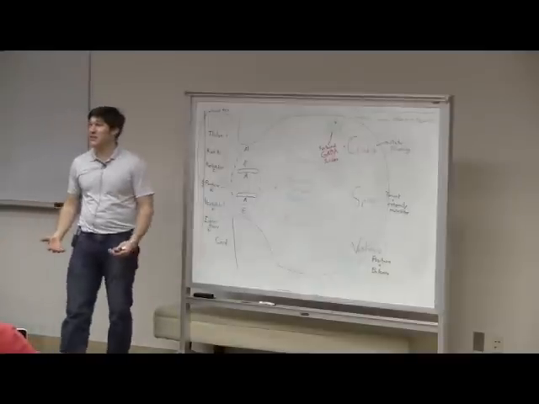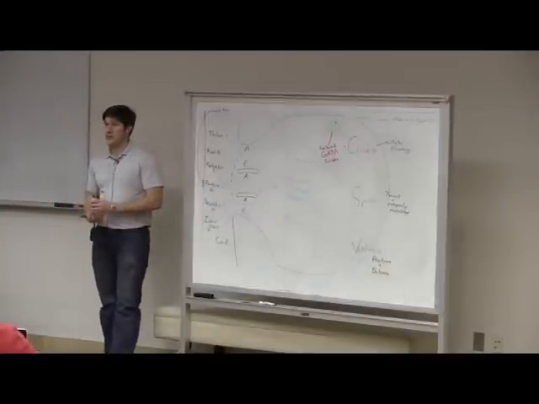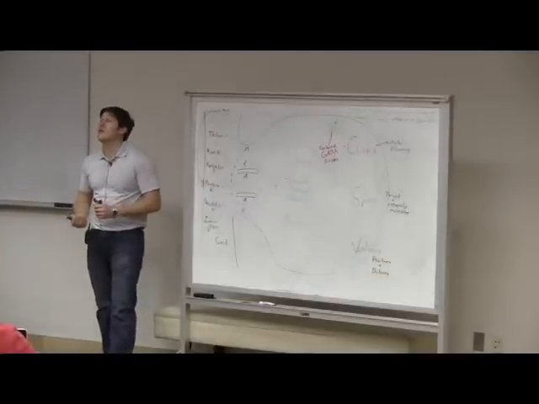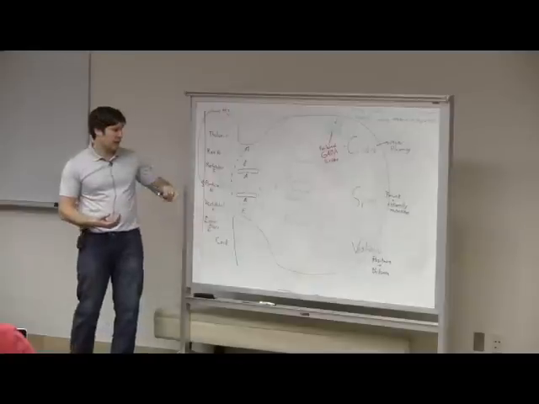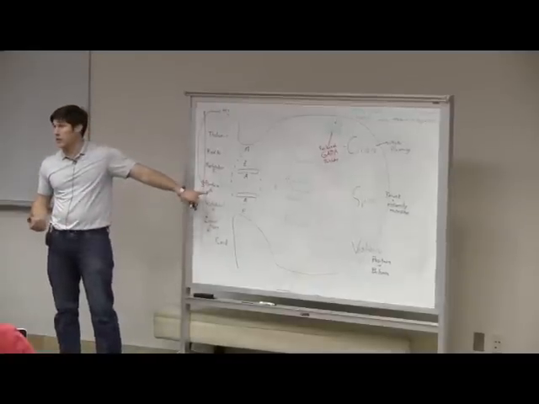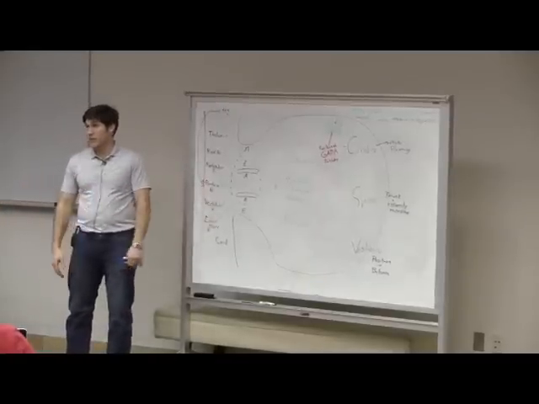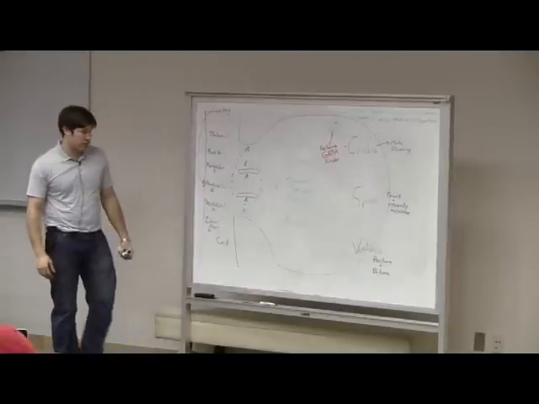Does anyone have any questions? What was the last thing that you said? Pontine cerebellar nuclei has both climbing and mossy fibers. Information from the cortex.